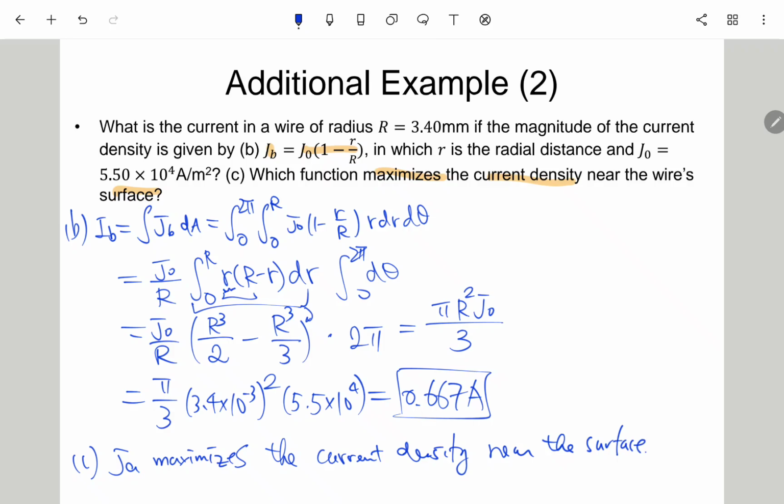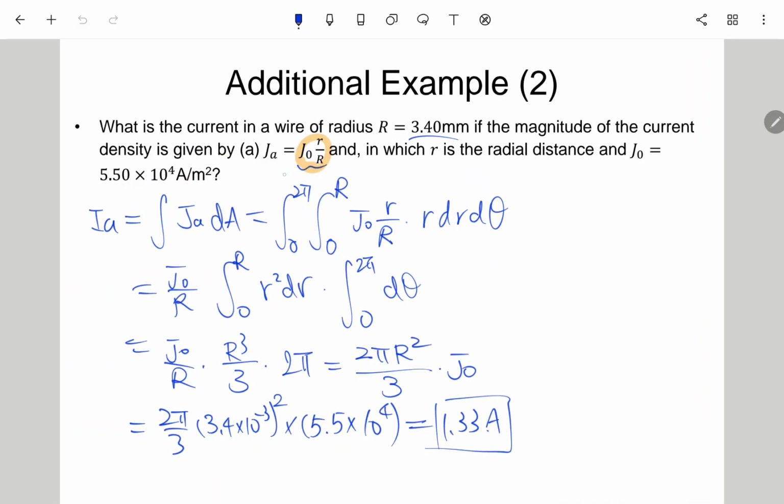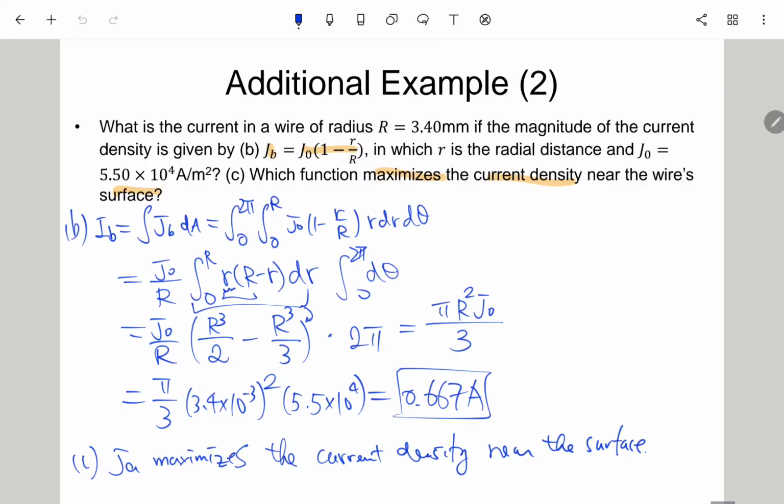For JA, when we take R equals capital R, it is J0. But for JB, if we take R equals capital R, 1 minus R over capital R is 0. So JB at R equals capital R will be 0. It actually minimizes the current density near the surface. Okay, any questions?